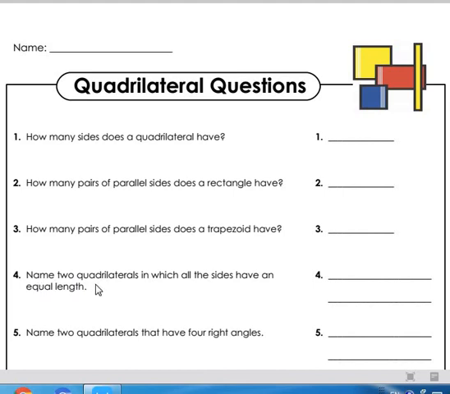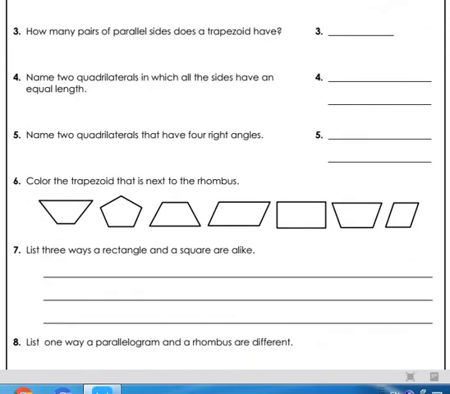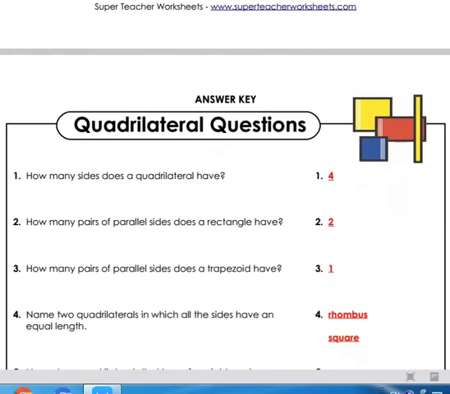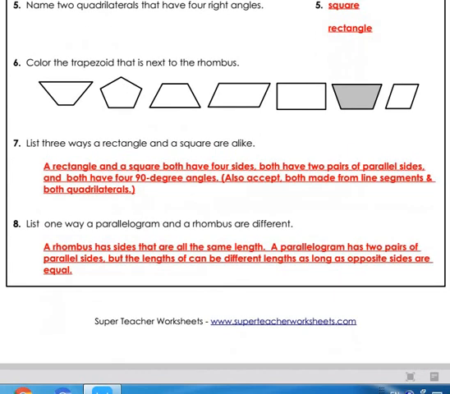Okay, name 2 quadrilaterals in which all sides have an equal length: square and rhombus. Name two quadrilaterals that have four right angles: rectangle and square. Okay, here I have, as I said before, this one.